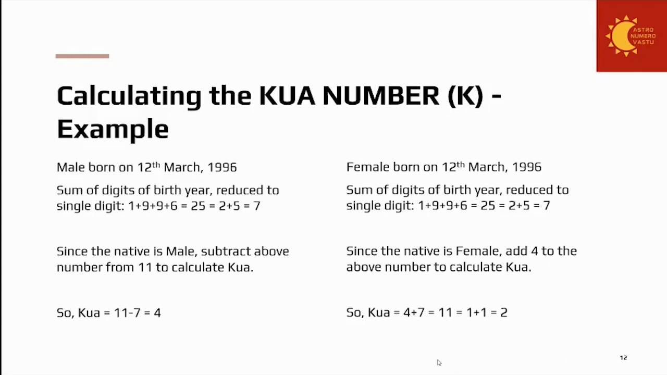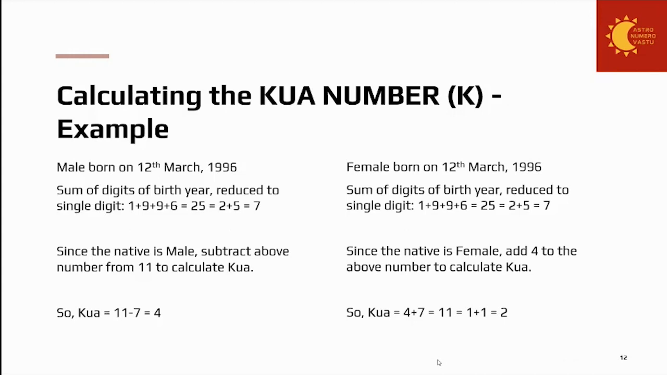Now see this specific case. A male born on 12th of March 1996 and a female born on 12th of March 1996. So both this male and female are born on the same date. If you recall, the calculation of driver and conductor will come out to be the same because we use a common formula for driver and conductor. So D and C of both male and female will be the same, right? Now, this KUA number will differentiate between the charts of this male and female.